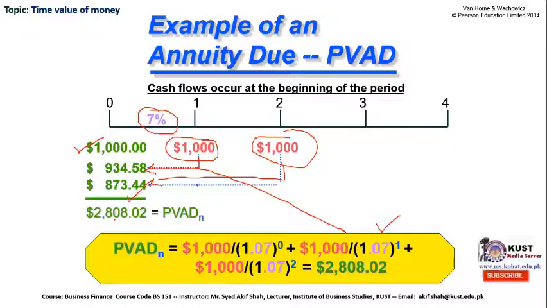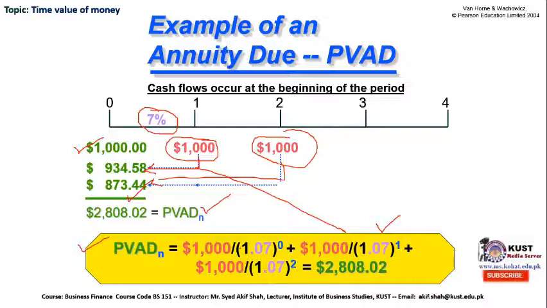So after calculating the present values, we have added all these three values and reached our conclusion that the present value of this annuity due is $2,808. Another way around, if you're not interested to perform this mathematical operation, you can simply write it down in an expression.